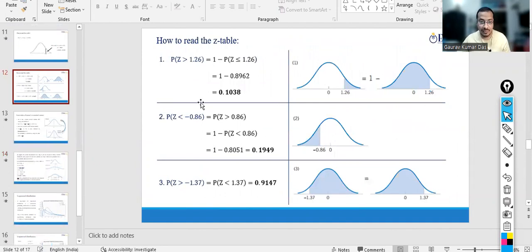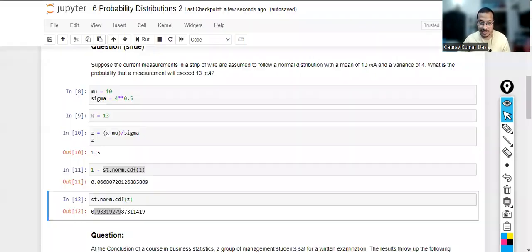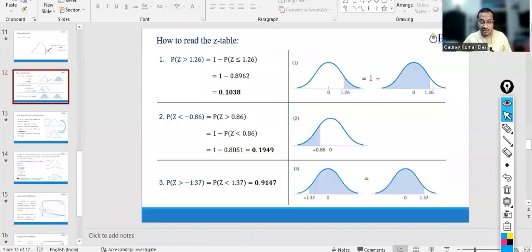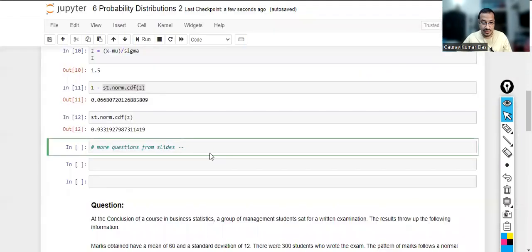Let's sort this problem out. P of Z greater than 1.26. Let's check some more questions. Which was the slide? The slide number is, I believe, 12. Okay, slide or page 12.